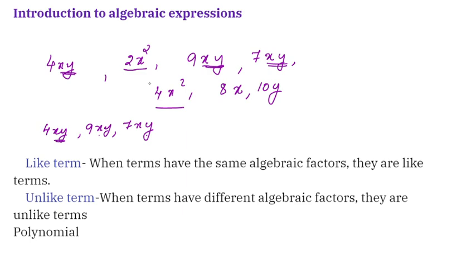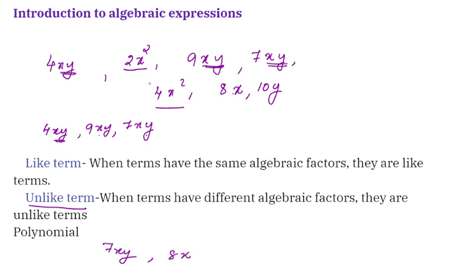So 2x square and 4x square are like terms here. So what is an unlike term? Consider 7xy and 8x.